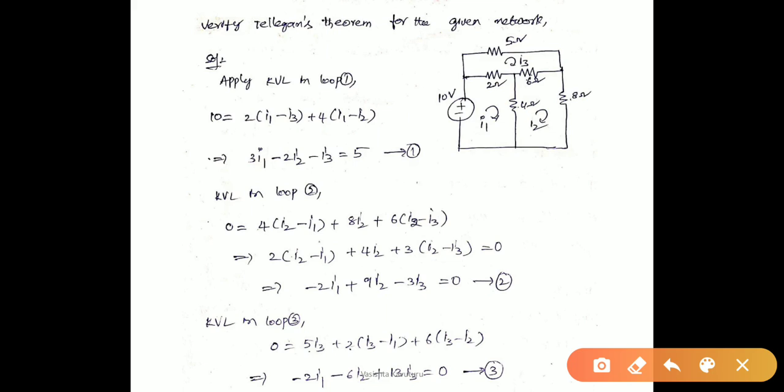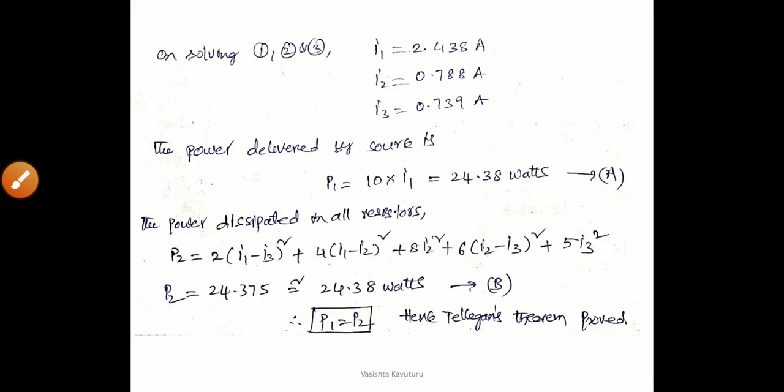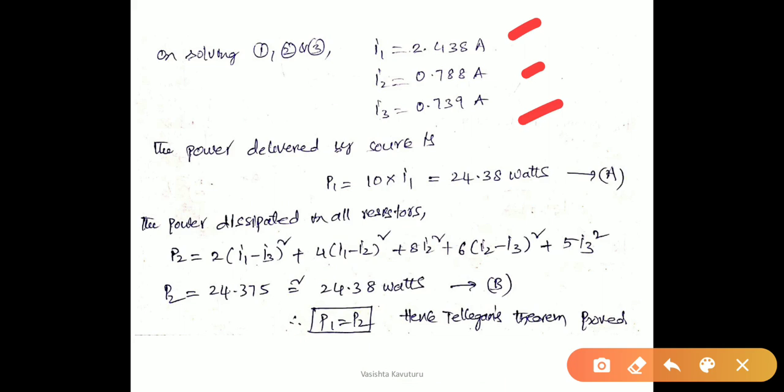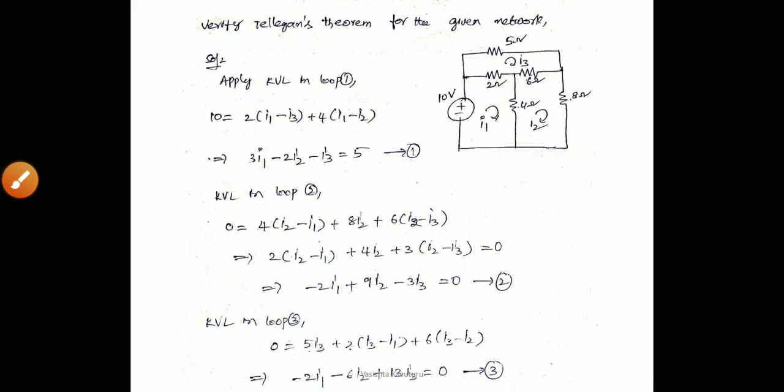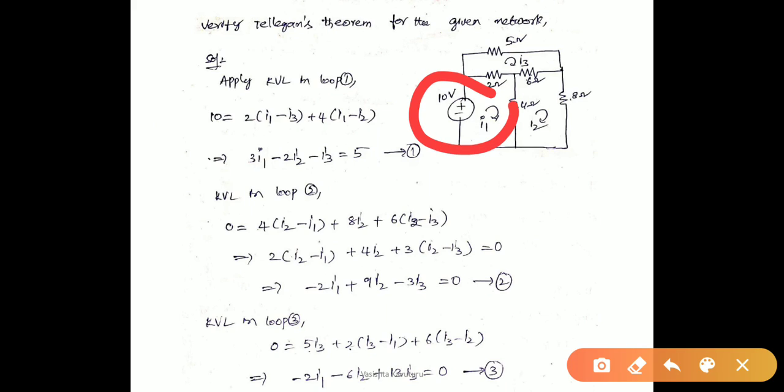Here I am applying KVL in the three loops. For the calculation of the three currents I1, I2 and I3, upon writing the KVL equations and simplifying the three equations, we get the three currents I1, I2 and I3. If you observe the circuit, the power delivered by the 10 volt battery is 10 into I1. That is equation A, the power delivered by the source.